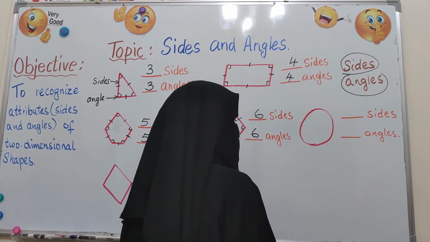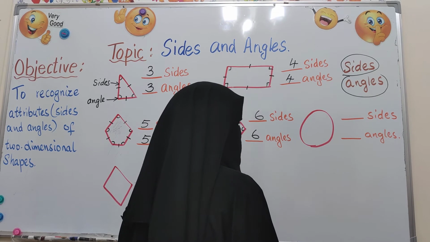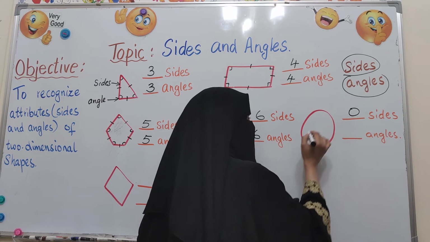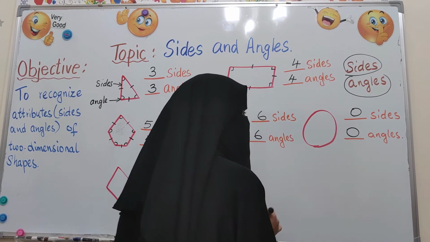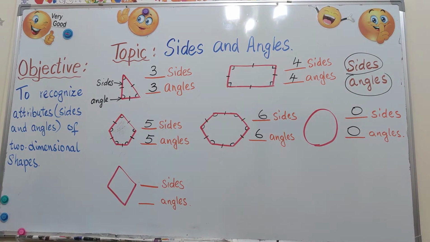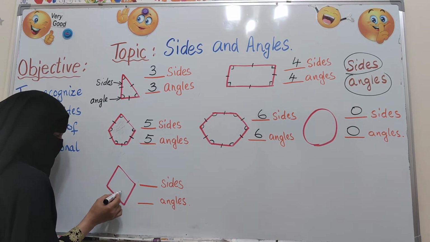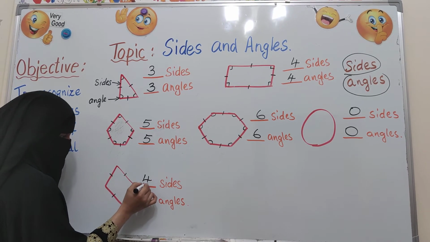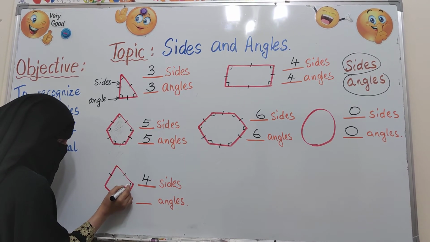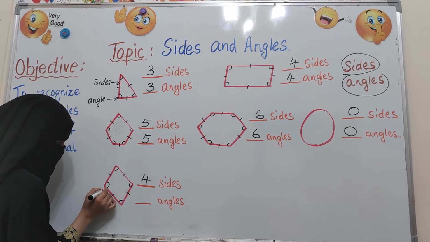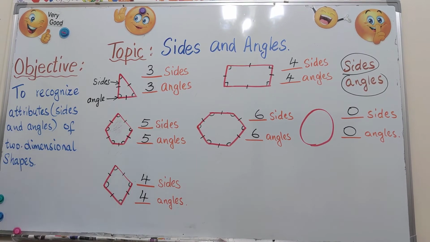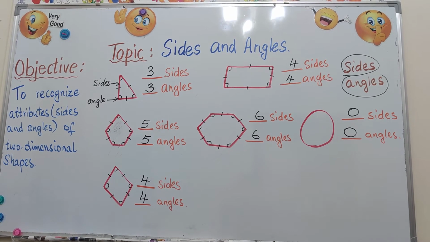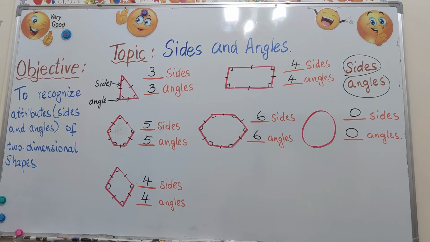But the circle, does it have sides? No, it doesn't have sides. It's 0 and 0. No angles, no sides. Now, what about this? 1, 2, 3, 4. 4 sides. 1, 2, 3, 4 angles. Wonderful. So this is how you find out the sides and angles of a shape.